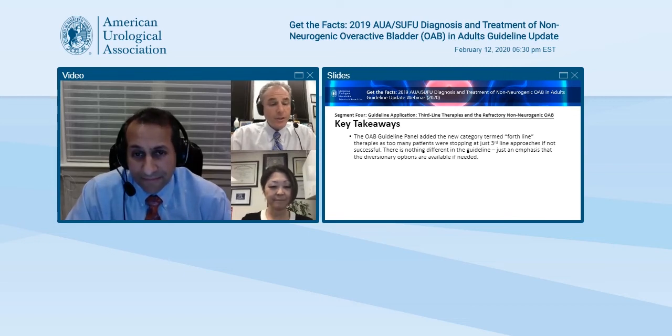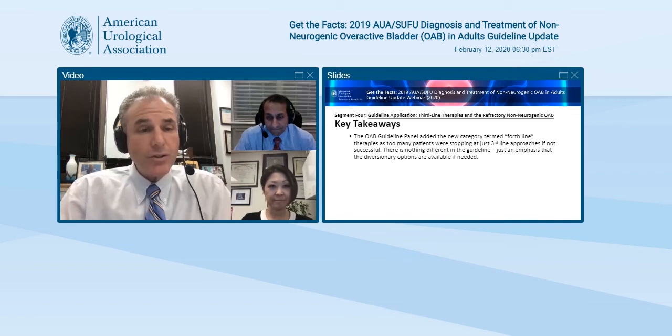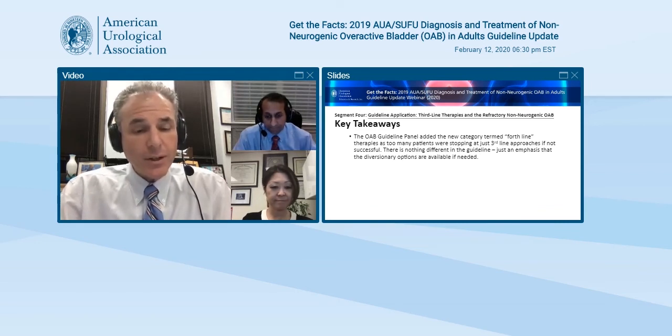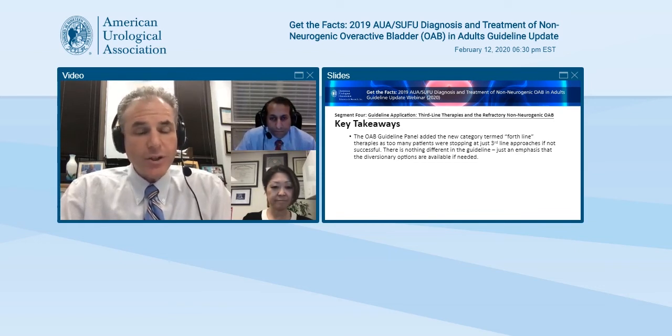Yeah, certainly in the non-neurogenic population, these fourth line therapies have always been rarely ever used, and in the upcoming neurogenic guidelines, there will be much more discussion of some of these fourth line therapies in that patient population. But in general, in the non-neurogenic population, Dr. Kobashi, when should the clinician utilize these fourth line therapies?